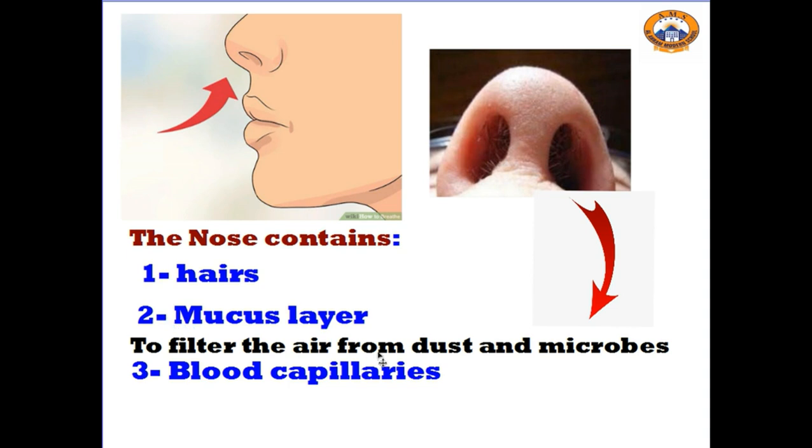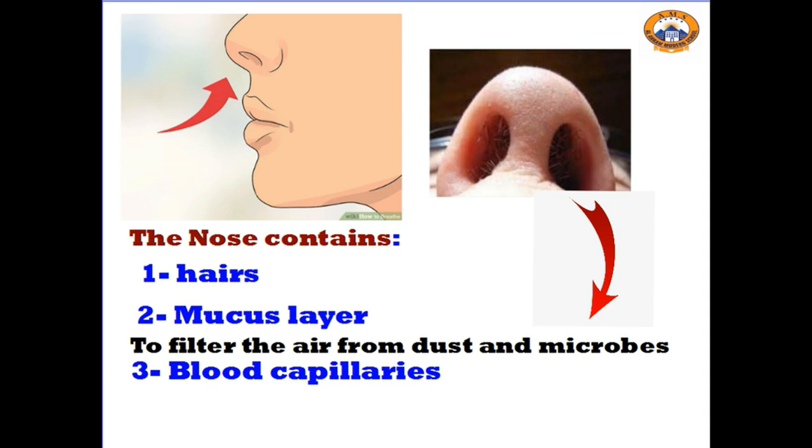It has to be filtered of any dust particles or microbes before entering the lungs, to protect your lungs from any diseases or infections by those microbes. The mucus layer is a sticky membrane where any dust particles or microbes can stick to it and be prevented from reaching your lungs. Okay, what about the blood capillaries?